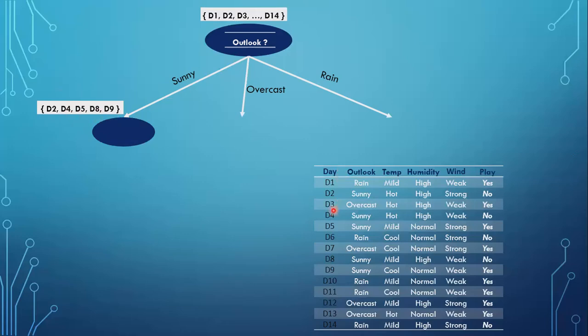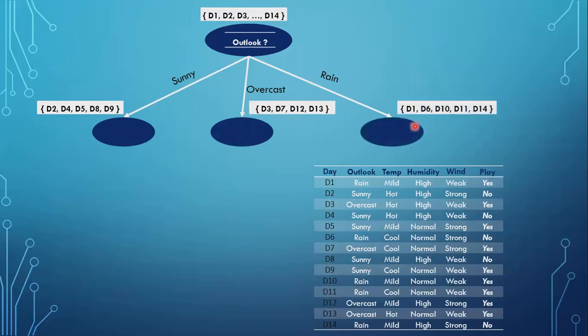If we see here, D2 is sunny. So these are all the records with outlook equal to sunny. Similar is the case with overcast. If we select from this data set the records where the outlook is equal to overcast, we will be left with these records only. For rain, we will be left with these records.